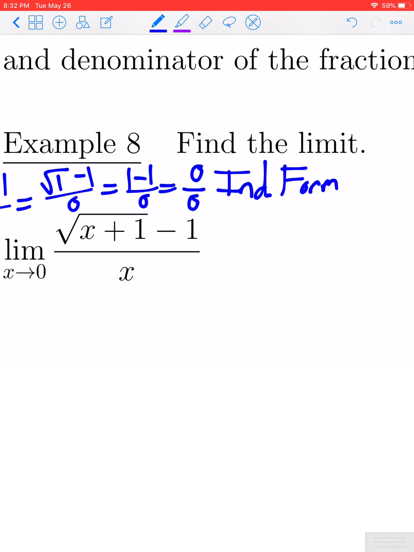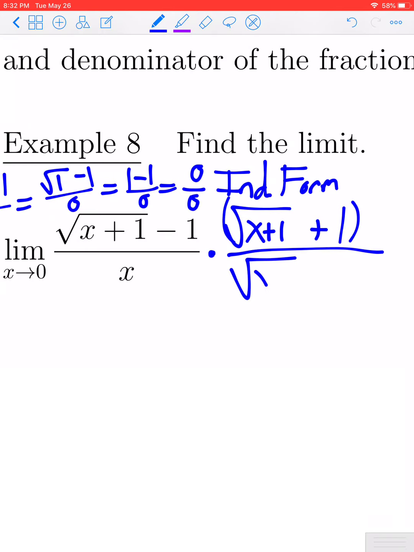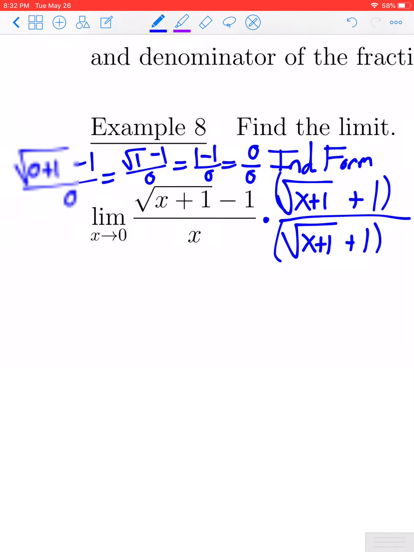So the next step is, well, what do we do now? This isn't a polynomial or a rational function where you can factor anything. If we get stuck, we could always resort back to a numerical approach, which can be cumbersome, or a graphical approach. But let's rationalize this numerator. So that's our brand new algebraic technique. The conjugate of the numerator is the square root of x plus 1 plus 1. So we're going to multiply this fraction by a form of 1. And let's see what happens.